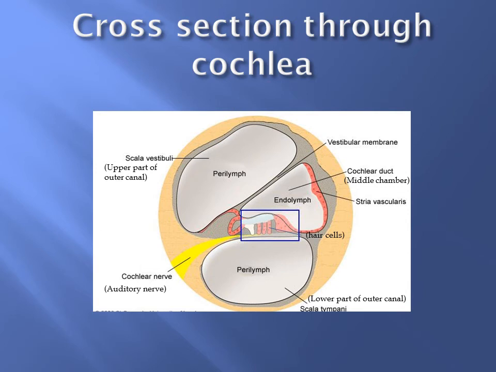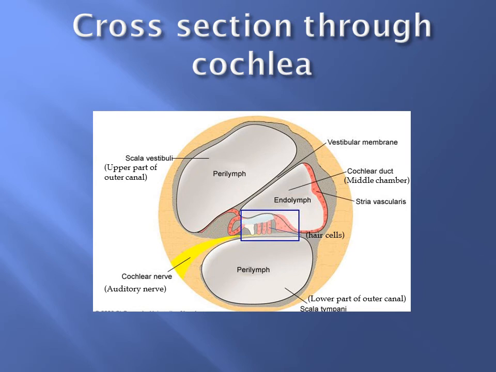Here you can see a cross section through the cochlea. The organ of Corti is located in the membrane between the middle and outer canals, and the receptor cells in the organ of Corti have sensory hairs embedded in the second membrane.